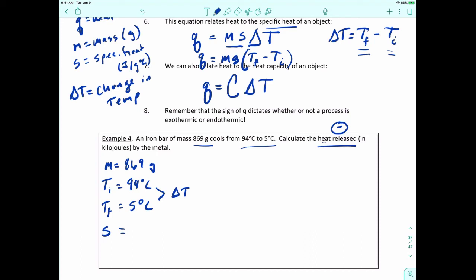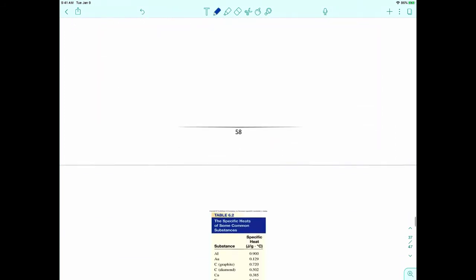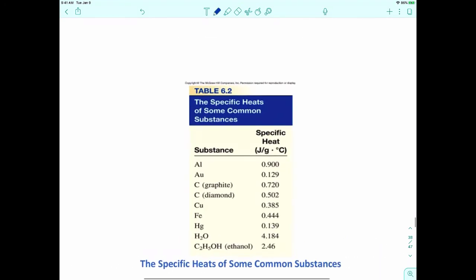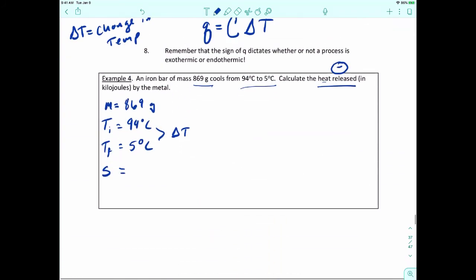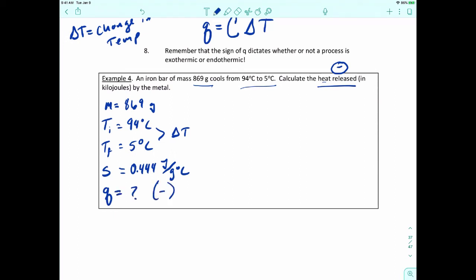Now, what's really nice is that depending on your object, these are all constants. So you can actually look this up. And right here in the next page of our notes, we've got a little chart that has specific heats. And look at this. Here's iron. So the specific heat of iron is 0.444 joules per gram degree Celsius. So here we go. All right, so we got our information. So we're looking for Q. We're already told that it's going to be a negative value, or if it doesn't come out to be negative, we got to make it negative.